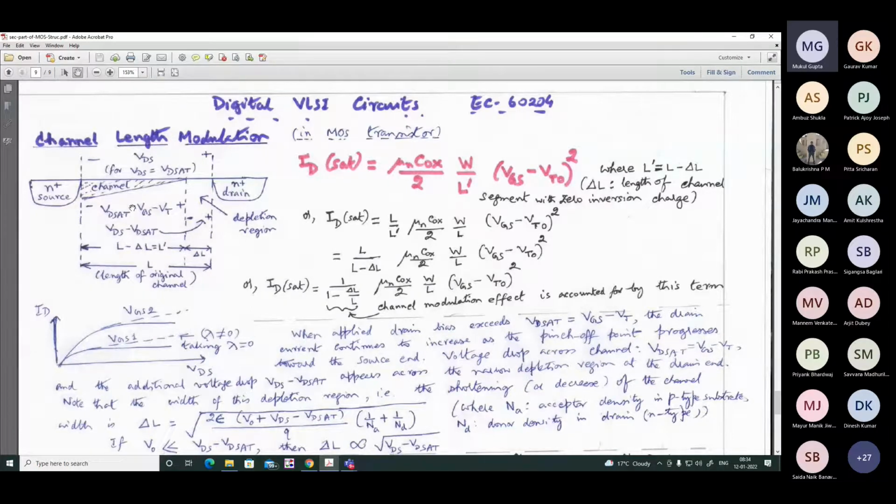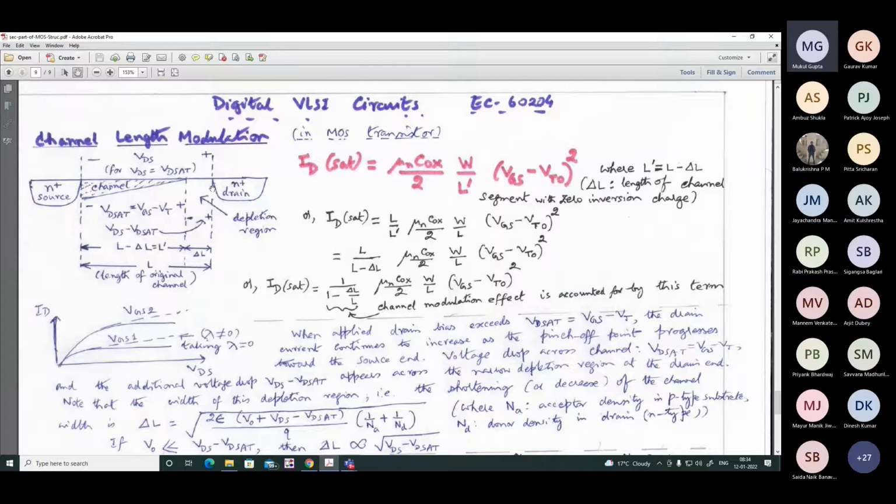Then what is the expression that we can expect? Then the saturation current will have this. See, while we write L prime, the capital L is the original channel length. But as a result of increasing VDS above VGS minus VT, the tip of the channel can be away from the drain end. So there you get what you call no channel at all.